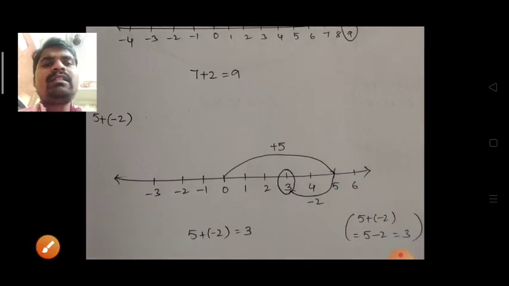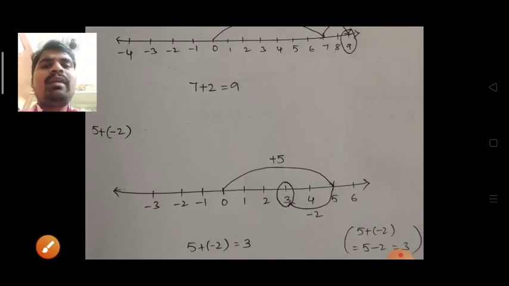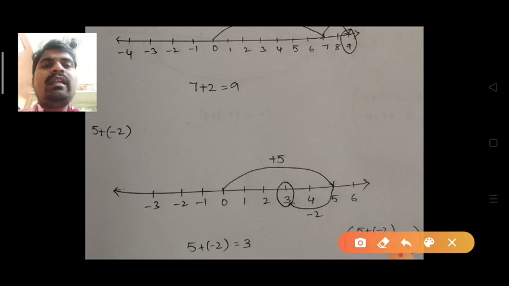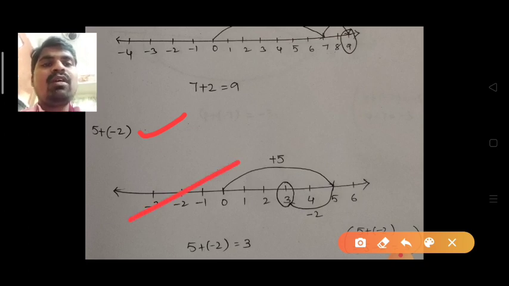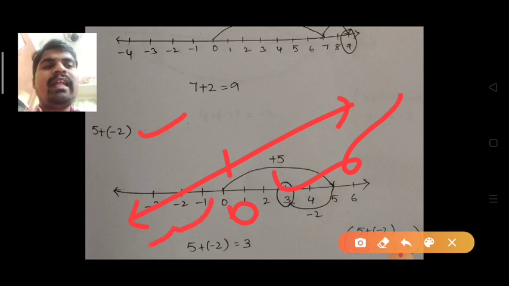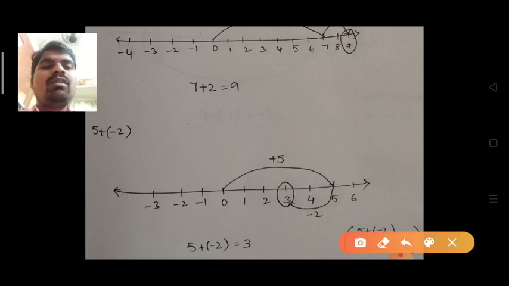So next, the second example I am going to explain here. Listen carefully. 5 plus of minus 2. Here there is a difference: plus 5 is there and minus 2 is there. One is positive and one is negative. So once again you should draw the number line, with 0, right side positive numbers, left side negative numbers. You have to start. So now first of all 5, first step you have to start from 0 only.